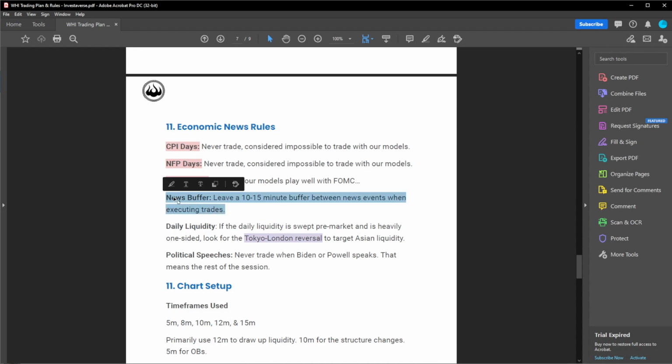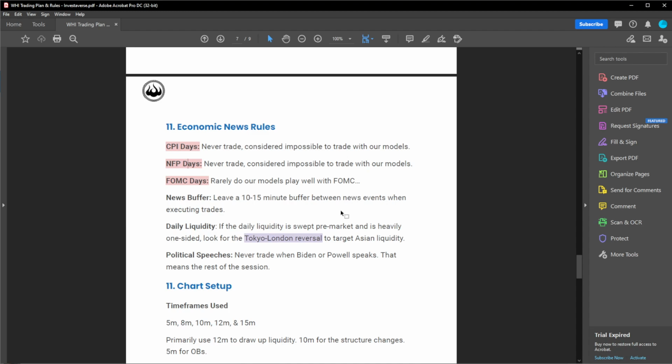News buffer. I should have highlighted this because it's probably the most important part. If you haven't watched the backtesting, the news buffer, essentially what I do is any orange and red news that aren't any of these three, I'll leave a 10 to 15 minute buffer between the news events.